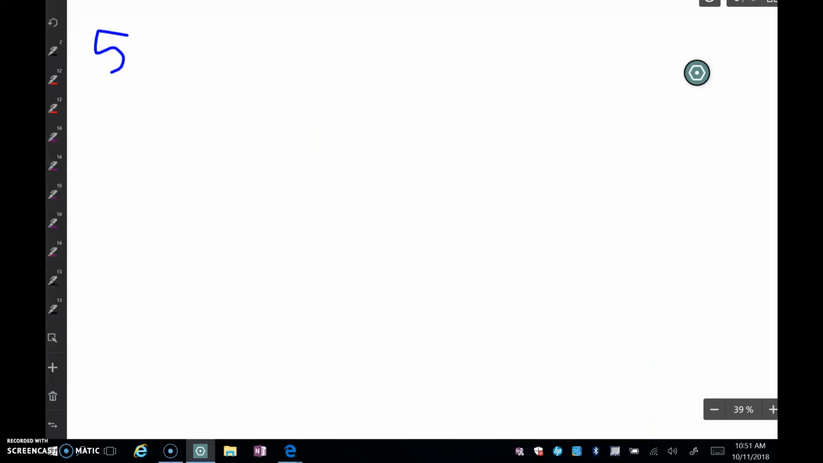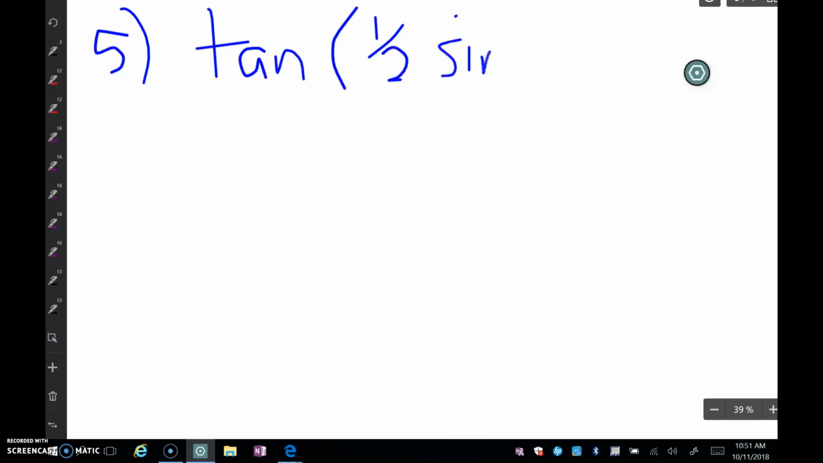Okay, my next example, I think this will be my last example. I know you're glad about that. But this one is tan of 1/2 inverse sine of a half.